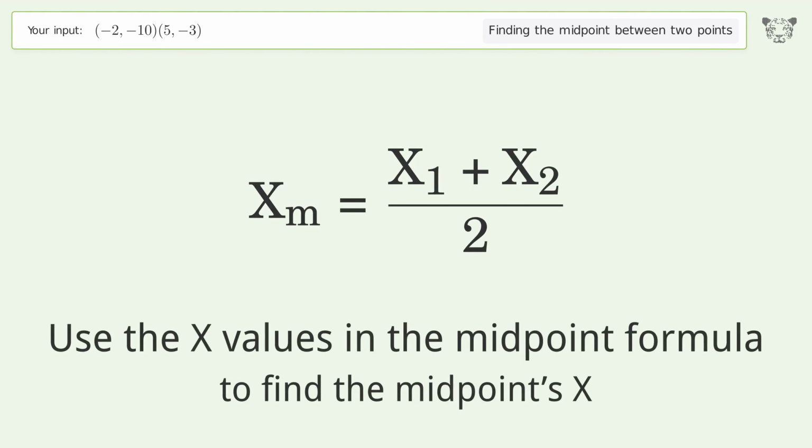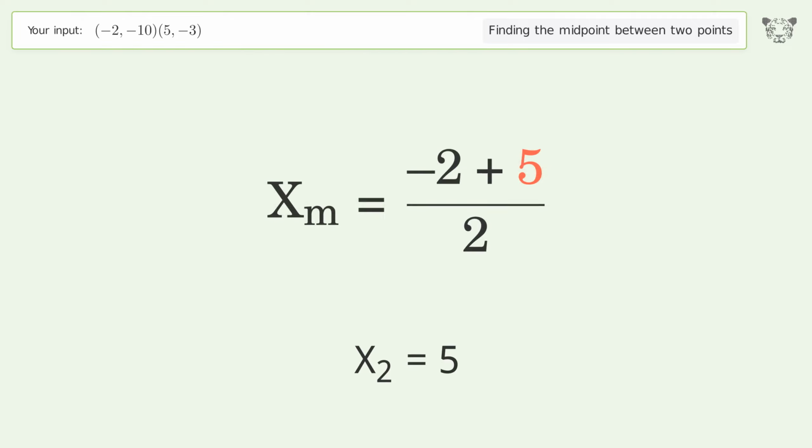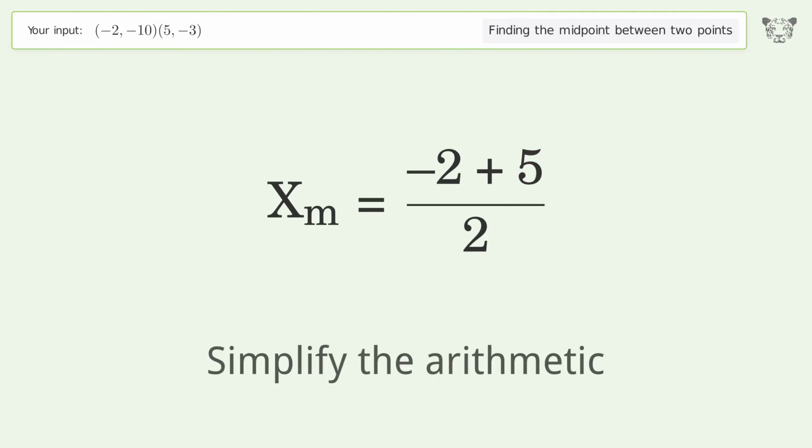Use the x values in the midpoint formula to find the midpoint's x. x1 equals negative 2. x2 equals 5. Simplify the arithmetic.